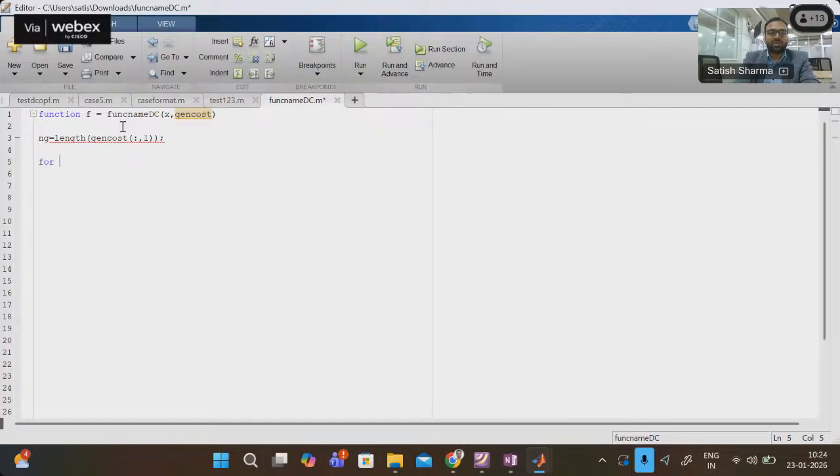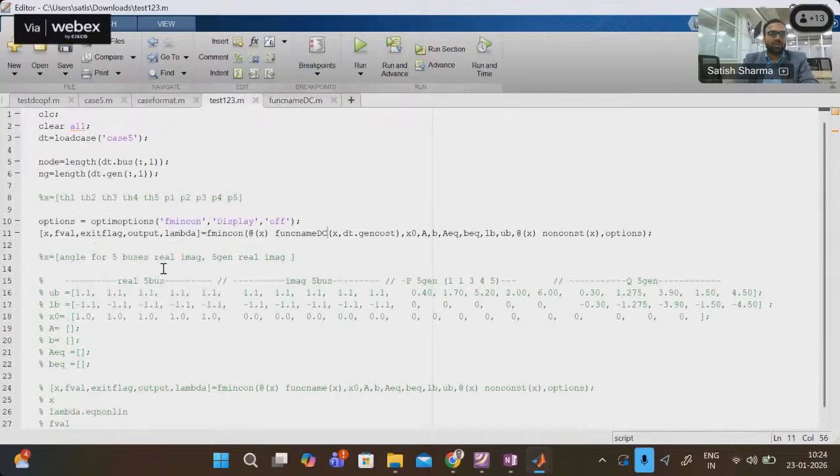Then I can provide the summation. So the summation is for i equals 1 to ng, and then I have just entered. Let's say I have defined the total cost, initialized with a zero cost. Then total cost will be equal to total cost plus, so we have to define our function. The function was like a p square plus b p plus c.